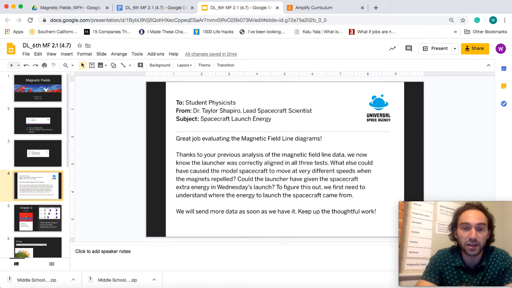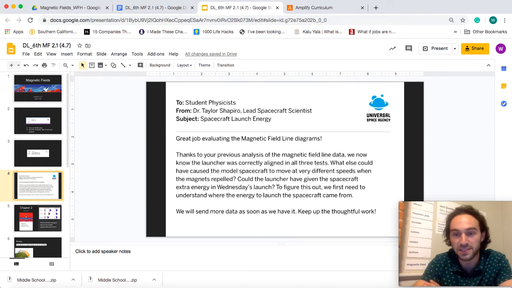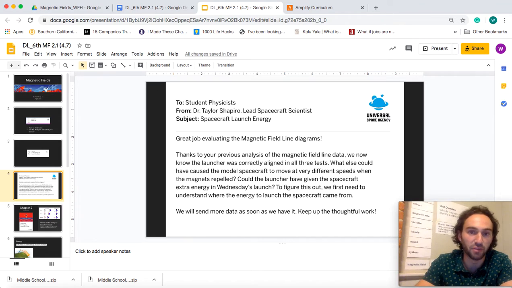So she says, great job evaluating the magnetic field line diagrams. Thank you to the previous analysis of magnetic field line data. We now know the launcher was correctly aligned in all 3 tests. What else could have caused the model spacecraft to move at very different speeds when the magnets repelled? Could the launcher have given the spacecraft extra energy in Wednesday's launch? And to figure this out, we first need to understand where the energy to launch the spacecraft came from. We will send more data as soon as we have it. Keep up the thoughtful work.